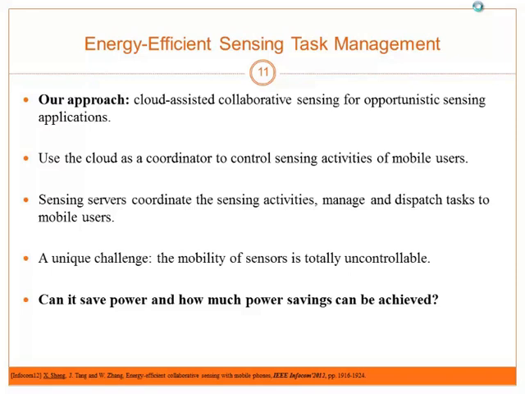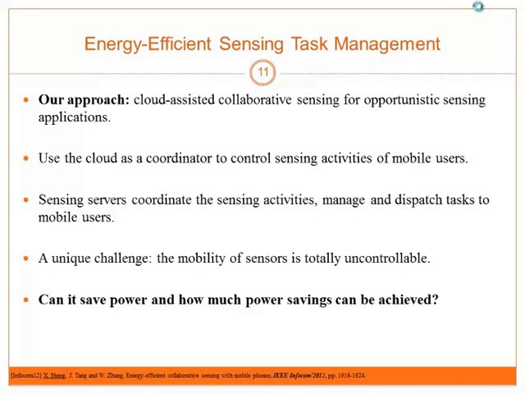So basically, the sensing server can coordinate the activity, manage them, and dispatch the task to the mobile user. But a unique challenge for mobile phone sensing scheduling is that the mobility of the mobile users is totally uncontrollable. It's different from the so-called mobile sensor network. There is quite a bit of research on those so-called mobile sensor networks, but most of the work on that topic assumes the mobility of the mobile sensor is controllable. You can control their mobility. You can move them to wherever you want. However, in this mobile phone sensing application scenario, the mobility is uncontrollable.